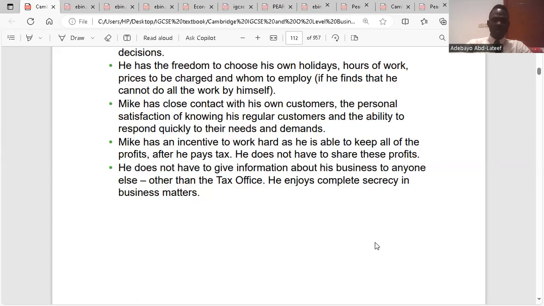I skipped a point, I'll go back to this, okay? Mike has close contact with his own customers. The personal satisfaction of knowing his regular customers and the ability to respond quickly to their needs and demands. So another advantage of being a sole trader is that your customers know you, and you have the flexibility to change to the kind of demand they want at any point in time.